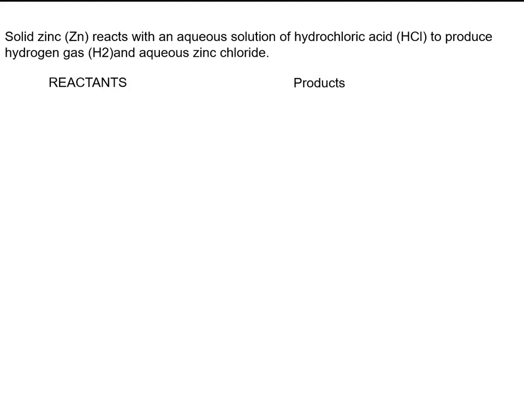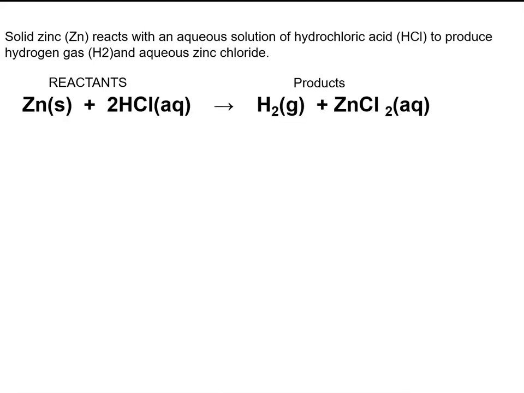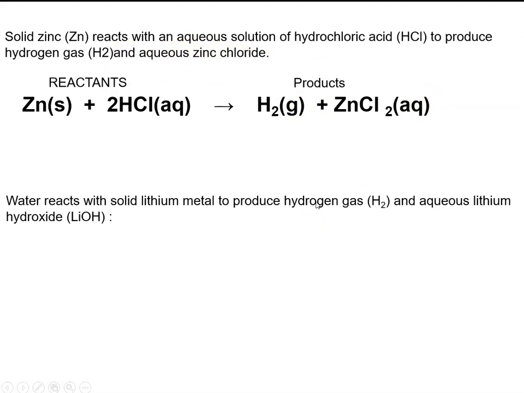We would separate them by an arrow, putting the reactants on the left and the products on the right. We would need to include the phase notation to denote the zinc as being solid, the aqueous hydrochloric acid as being AQ, or dissolved in water, hydrogen gas, G, and then aqueous zinc chloride, AQ. What I'd like you to do now is pause the video and read this sentence and try to make the equation yourself in your notes.